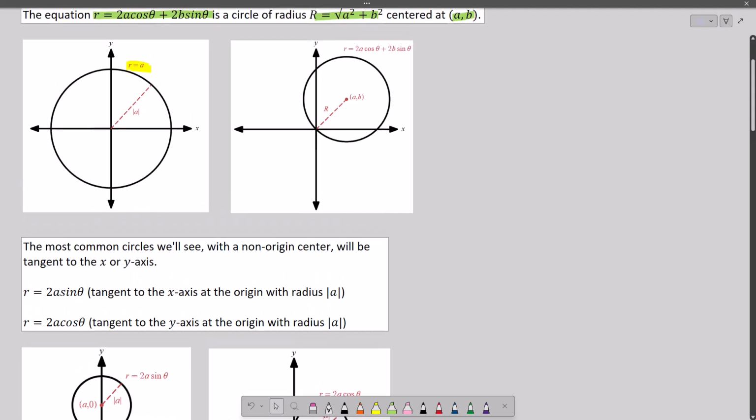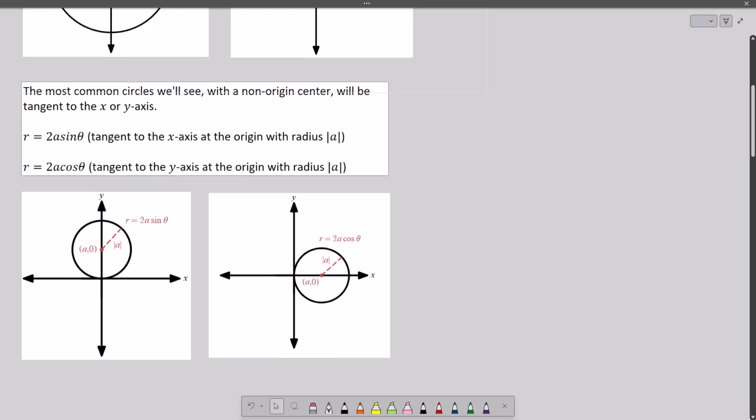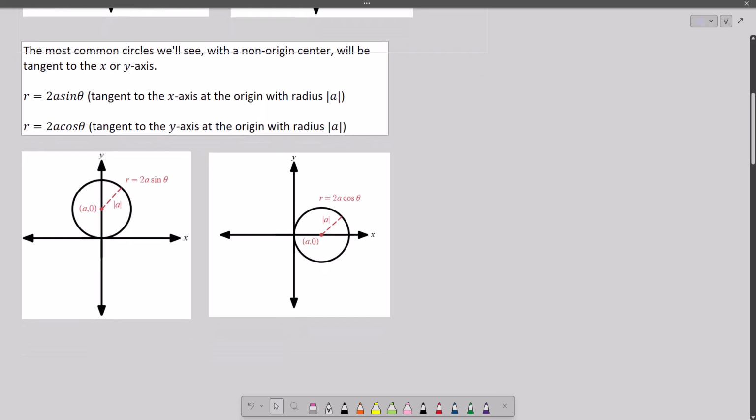If this equation has two pieces to it, and you just take one or the other piece, these are the circles we're going to look at. If you take the sine piece, you're going to end up with a circle tangent to the x-axis. And if you take the cosine piece, you're going to get a circle that's tangent to the y-axis. If a is positive, you're going to be above or right. If a were negative, you would be left or below.